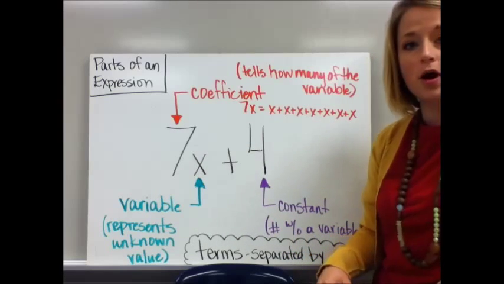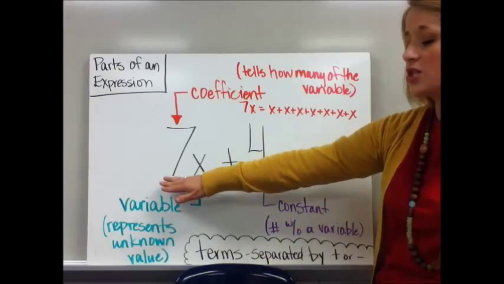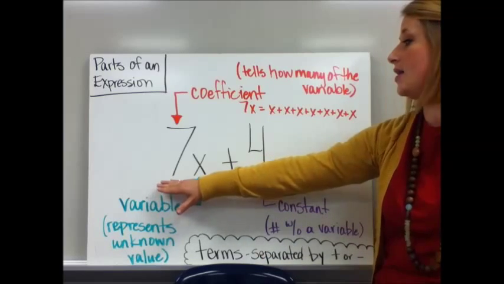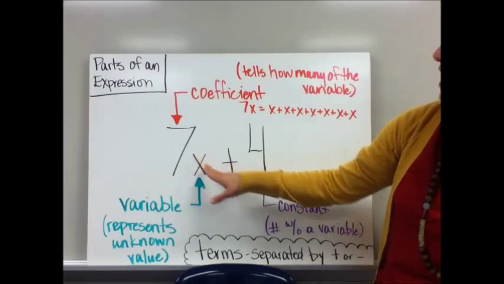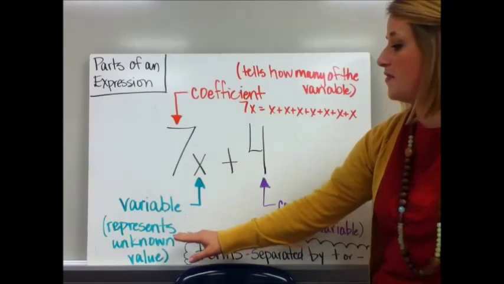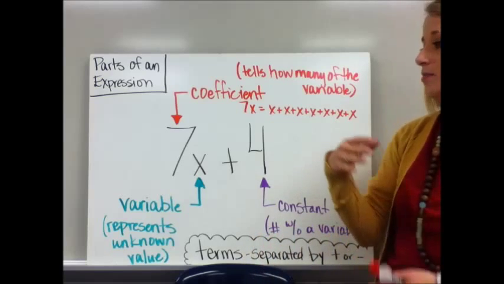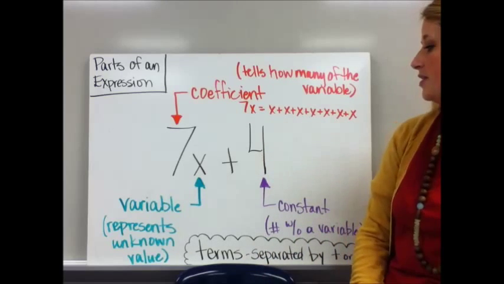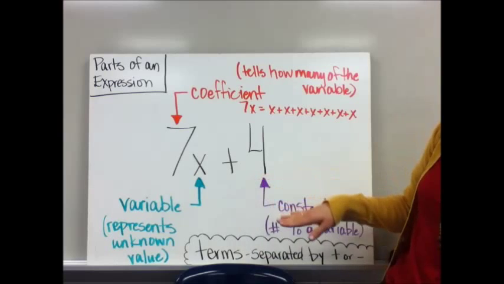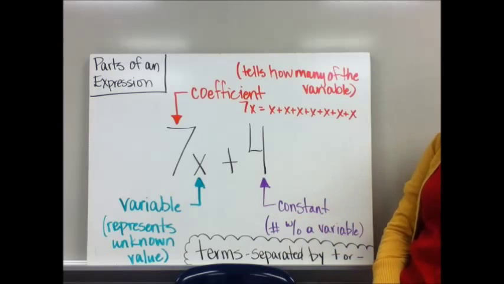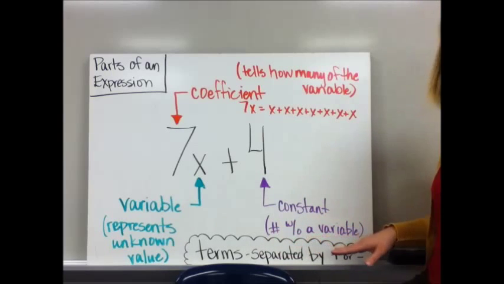Think of it as like the co-worker with the variable. This could be positive or it could be negative. The next is the x, the variable, and you're familiar with a variable. It represents an unknown value. It could be x, it could be y, it could be w, it could be all kinds of different letters. And then the 4. This is what we call a constant. A constant is a number without a variable.